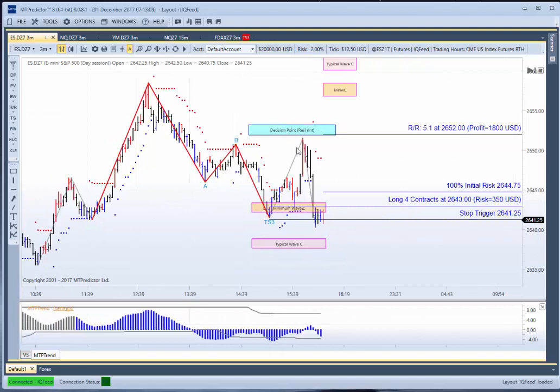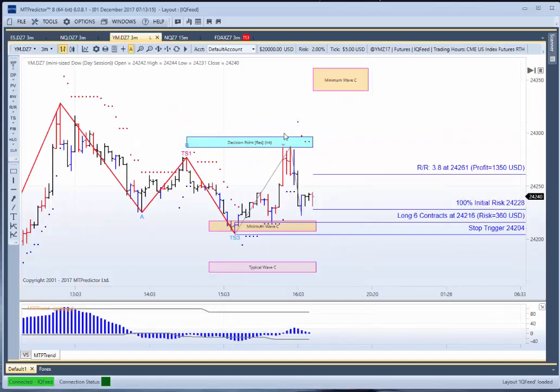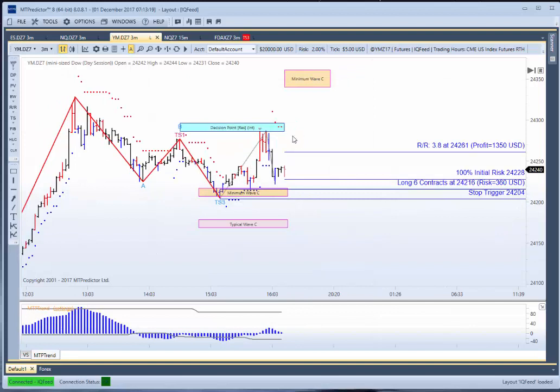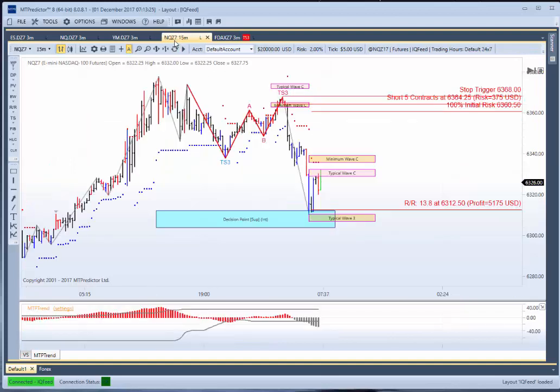And as we've seen on this ES example, there are times when this particular technique doesn't work. But when it does, like this, then it's a good one to use. And as you can see here, this would have helped you on this long trade on the YM from yesterday, and also this nice short trade on the NQ 24-hour session 15-minute chart that's just unfolded.